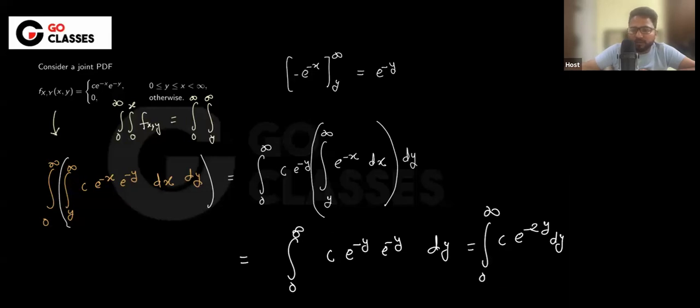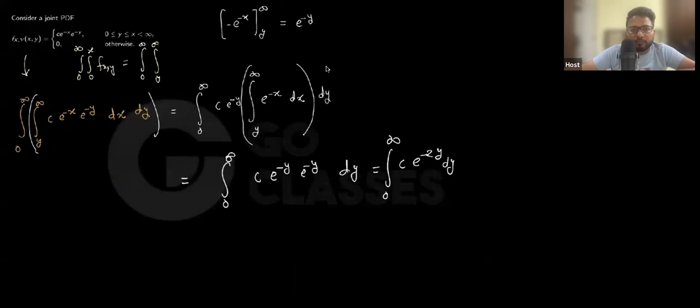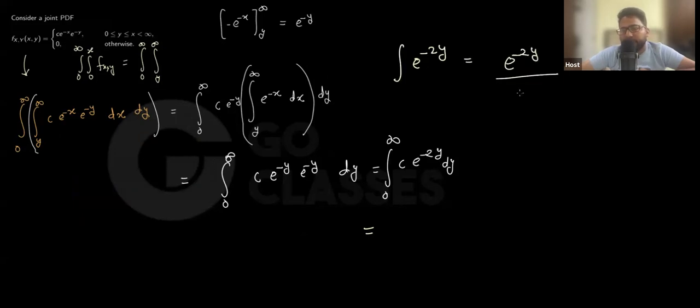Now, what is this integration? Can you try to find out? I think it will be the integration of e power minus 2y, right? What is the integration of e power minus 2y? It will be e power minus 2y divided by, I think, minus 2. Is this right? Okay. So it will be from 0 to infinity.